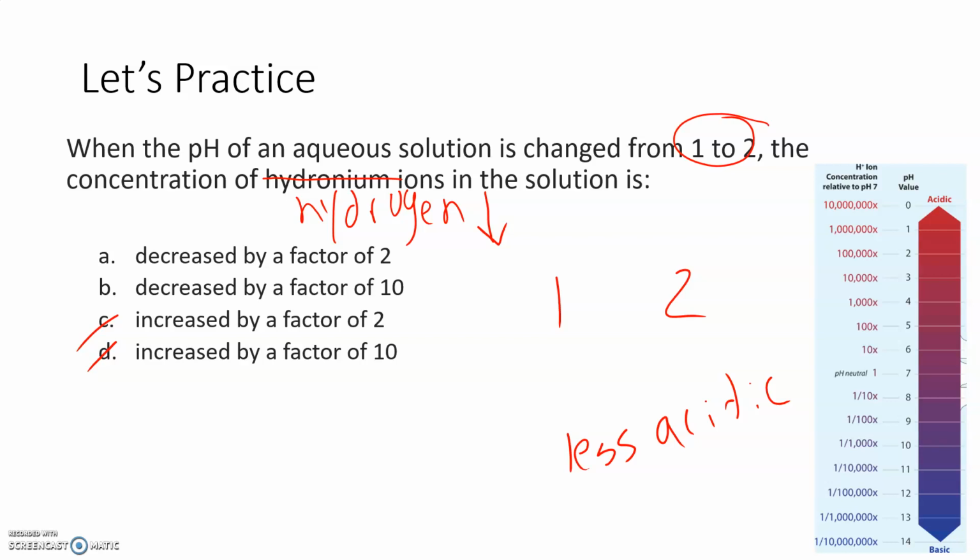Okay, so that leaves me with A and B. Is it decreasing by a factor of 2 or is it decreasing by a factor of 10? Well, remember, between every pH whole number in the scale, there is a difference of 10 times the hydrogen ion concentration from the next value in the scale. So what that is saying is a pH of 1 has 10 times more hydrogen ions in it than something with a pH of 2. So since we are increasing the pH, causing this to become less acidic, we would see the hydrogen ion concentration decrease by a factor of 10.